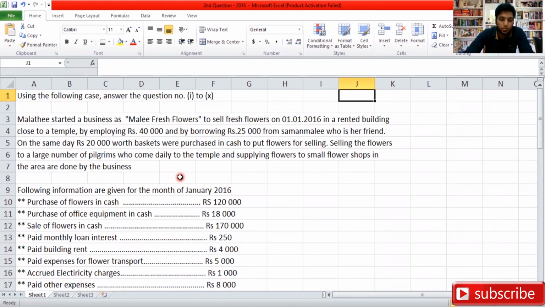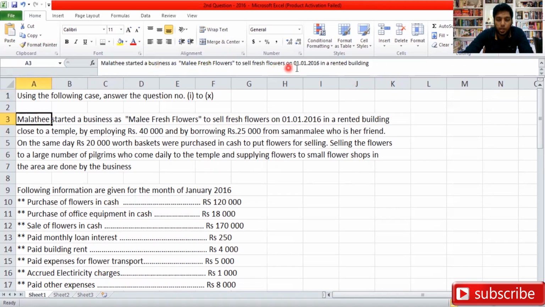Let's start today. Using the following case, answer questions 1 to X. Malati started a business as Mali Fresh Flowers to sell fresh flowers on 1st January 2016 in a rented building close to a temple by employing rupees 40,000 and by borrowing rupees 25,000 from a friend, Mali. Now when you are reading this, you need to know when they are starting the business: 1st January 2016. So you can mark it down in your writing.